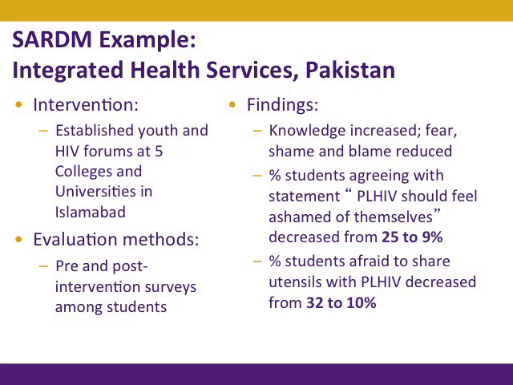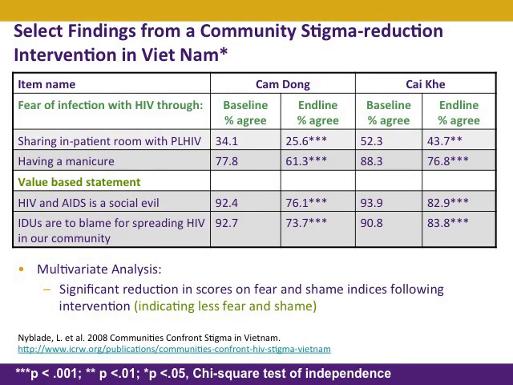So this slide comes from a community stigma reduction intervention we did in 2 communities in Vietnam several years ago, and we asked a number of these measures, and you can see that between baseline and end line, the percentage of people agreeing with these 2 fear statements, that they were afraid to share an inpatient room with a person living with HIV and that they were afraid to have a manicure, decreased between baseline and end line in both communities. In terms of the value-based stigma, you can see that there was also a decrease in the percentage of people agreeing with the statements HIV and AIDS is a social evil and IDUs are to blame for spreading HIV in our community.